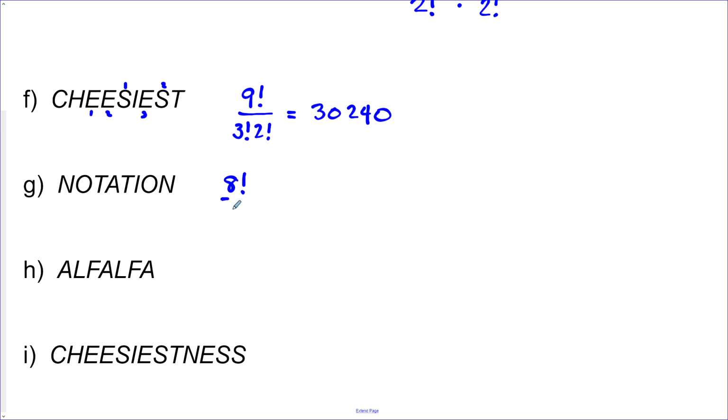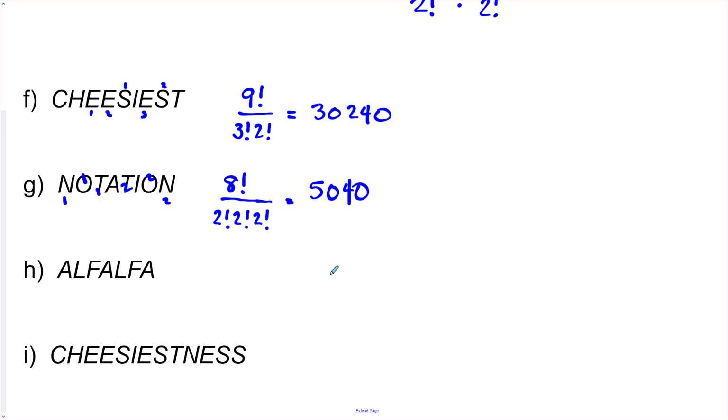How about notation? So notation has 8 letters, so there's 8 factorial ways to arrange 8 letters. Now let's divide off the ones that repeat. So we got 1, 2 N's, so that would be 2 factorial. We also have 1, 2 O's, so that will be another 2 factorial, and we have 2 T's, so that would be another 2 factorial. And that's all fine, we just put them all in the denominator and multiply them.